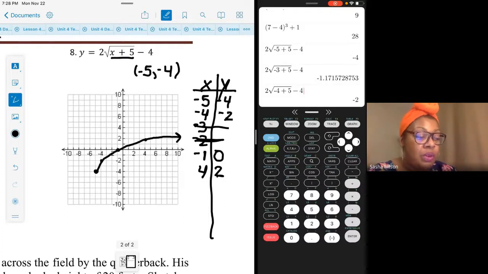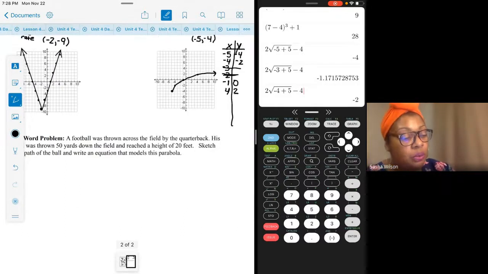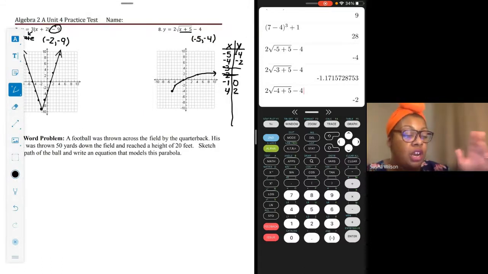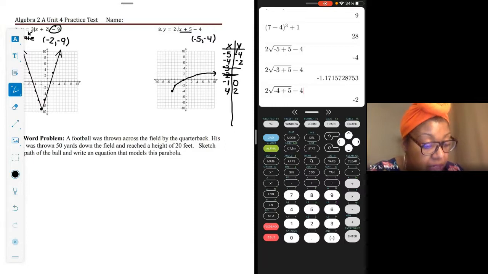And again, when we're dealing with square roots, it is very important to understand that it is curved. We can never have a negative square root. If I try to plug in another number that is smaller than -5, it's going to say that it is an error, because then we're dealing with imaginary numbers.